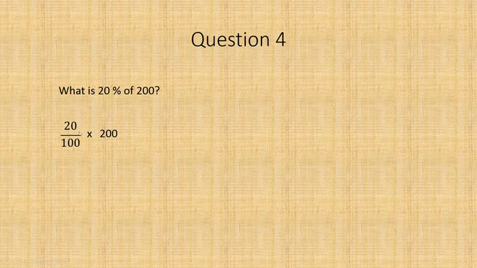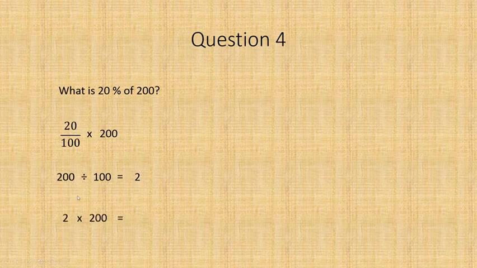So 200 times 20 over 100, I will just divide first. 200 divided by 100 is going to be equal to 2. And after that, I will multiply this 2 by the numerator, which is 20. So 2 times 20 is going to be equal to 40. Okay, so the answer is 40.